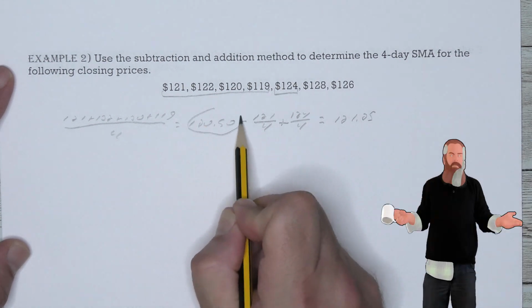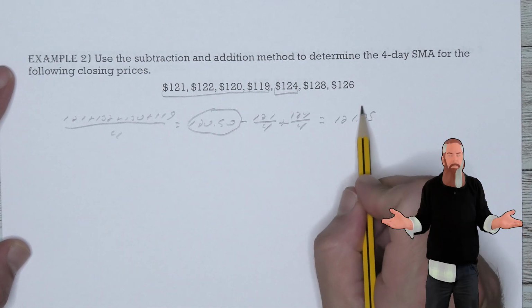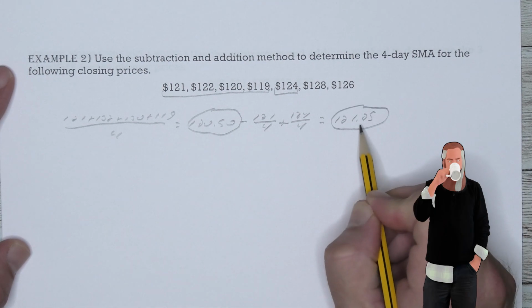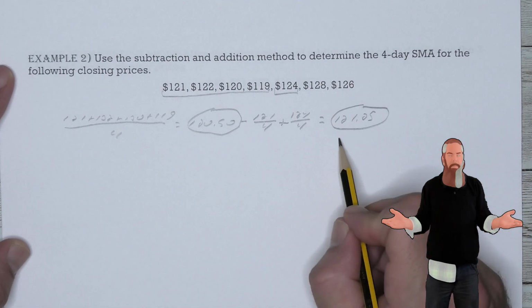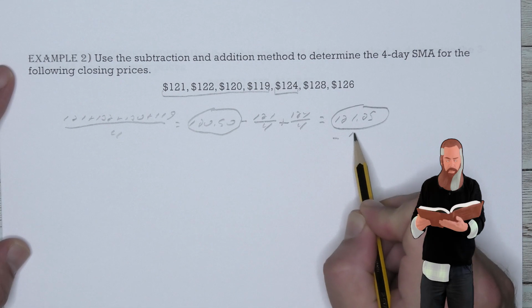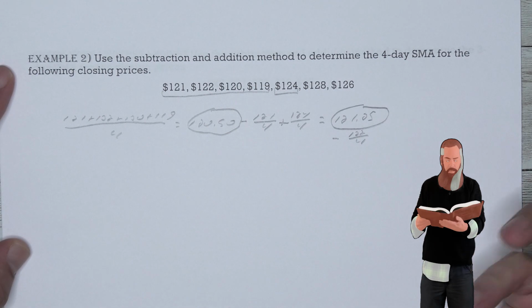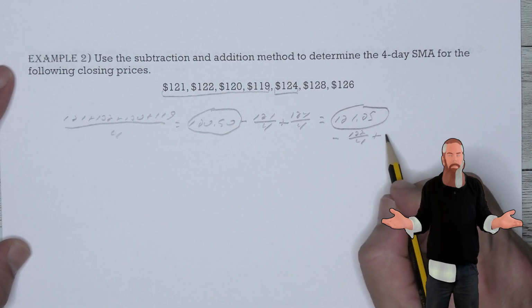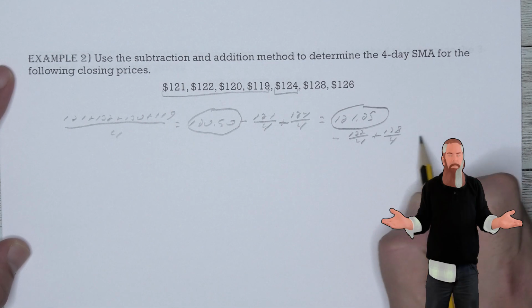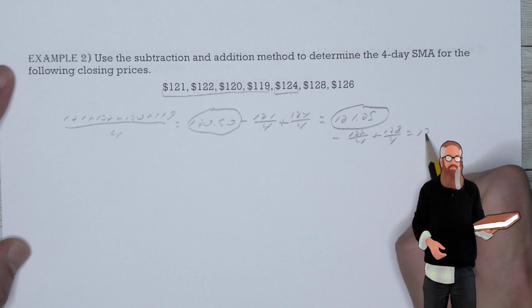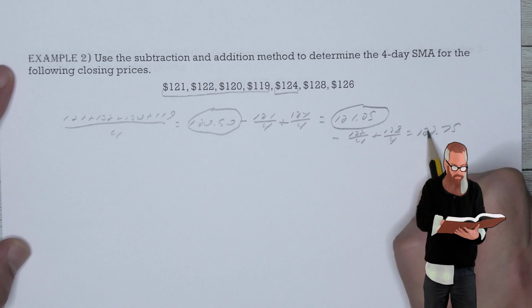So our first one was 120.5. Our second one is 121.25. Then we will subtract 122 over 4, and we will add 128 over 4. This is going to give us 122.75.